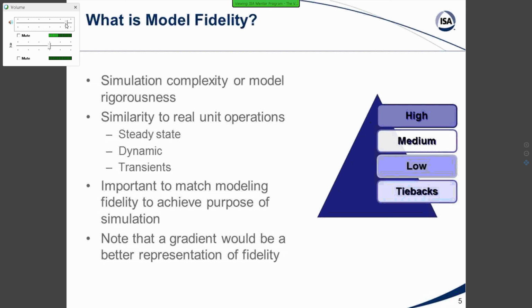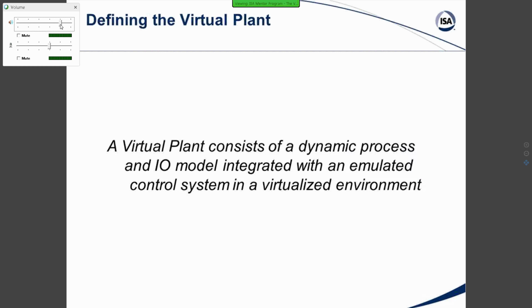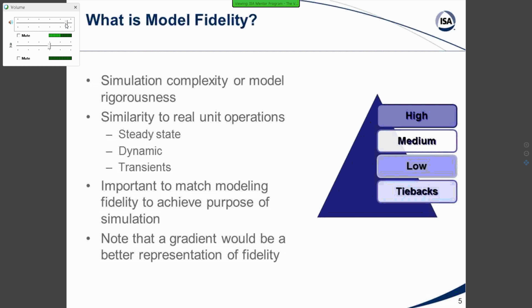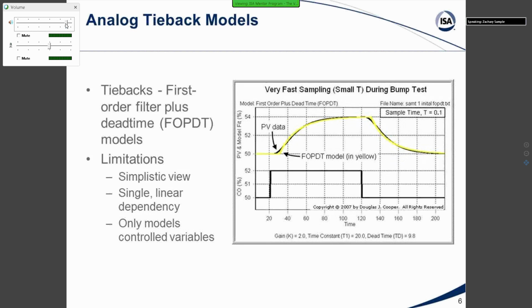And so the objective of this presentation is to walk through different levels of fidelities, what they mean, what they entail, and so we'll start from the ground up. So the lowest of these fidelities is the tieback model that I talked about, and what this may include is maybe your traditional first order filter plus dead time modeling.